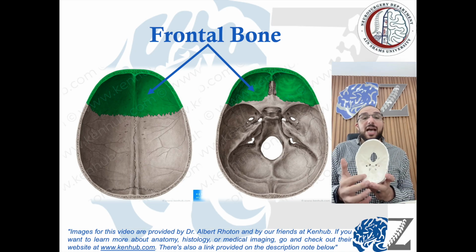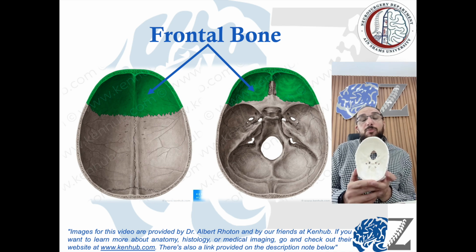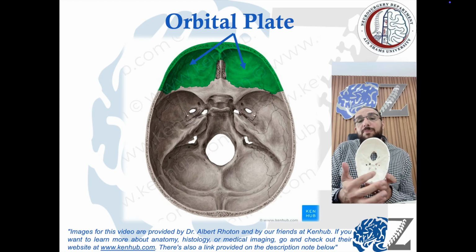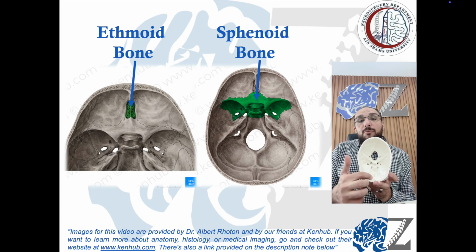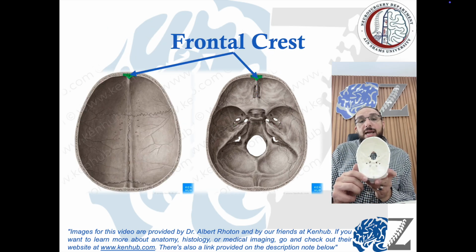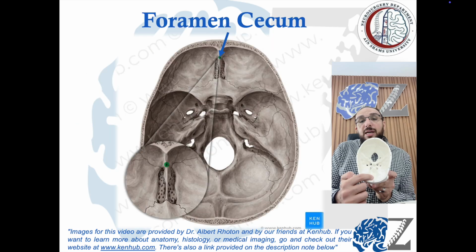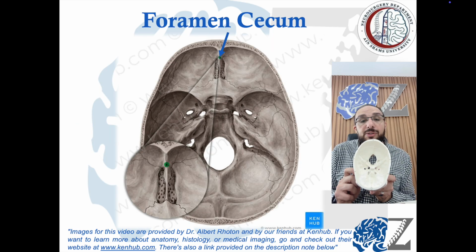Okay, and if I look at the skull base, I can see that the frontal bone forms most of the anterior cranial fossa by the orbital plates of the frontal bone, which fuses medially here with the ethmoidal bone and fuses posteriorly with the sphenoidal bone. I can also see here the frontal crest, or the remnants of the frontal crest, which gives attachment to the superior sagittal sinus, and behind it there is a small foramen in here, which is called the foramen cecum, which sometimes passes an emissary vein.